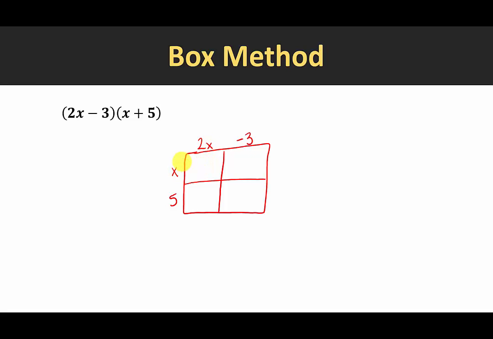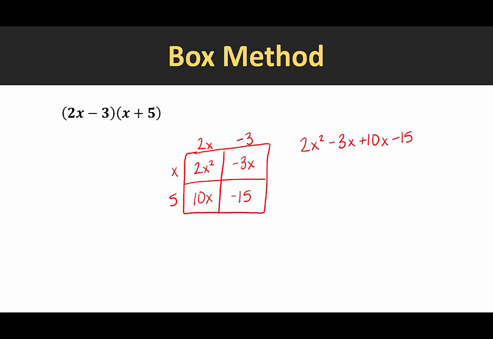So 2x times x is 2x squared. Negative 3 times x is negative 3x. 2x times 5, 10x. Negative 3 times 5 is negative 15. From here, you're going to take these four terms inside of the box and write them out as one polynomial. So 2x squared minus 3x plus 10x minus 15.